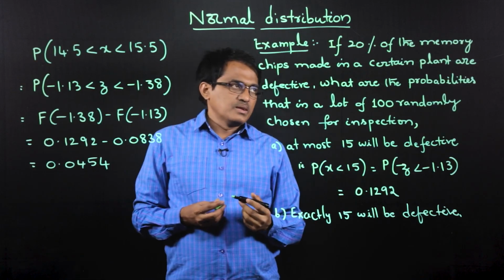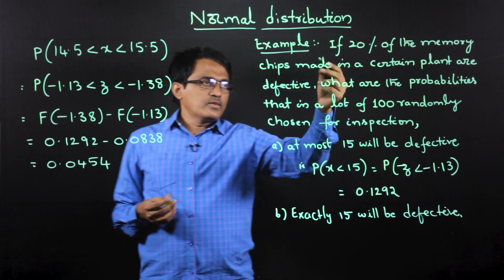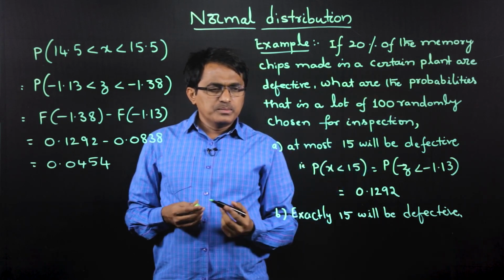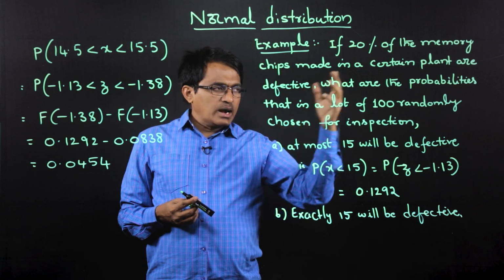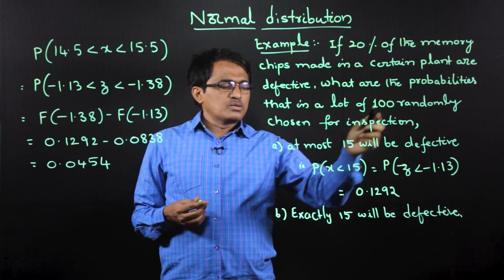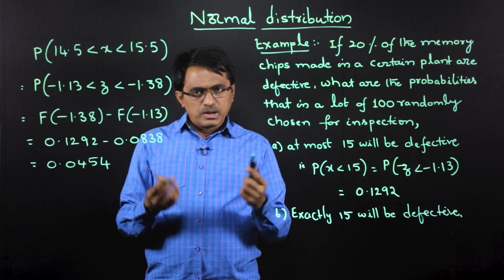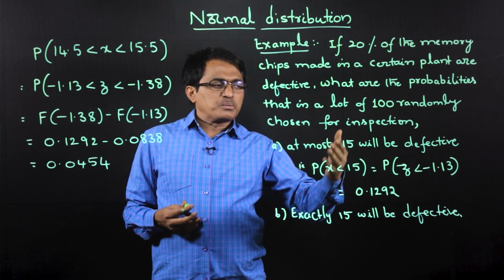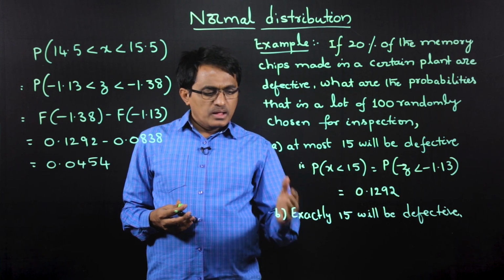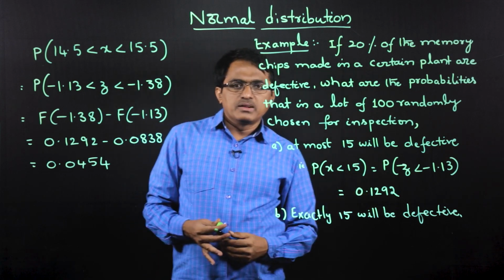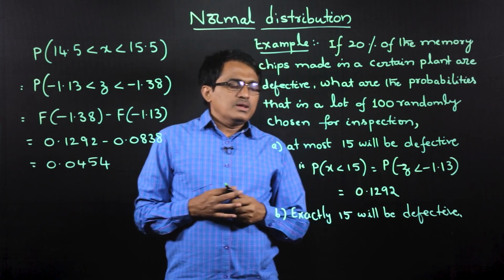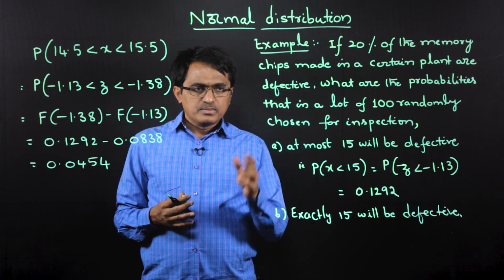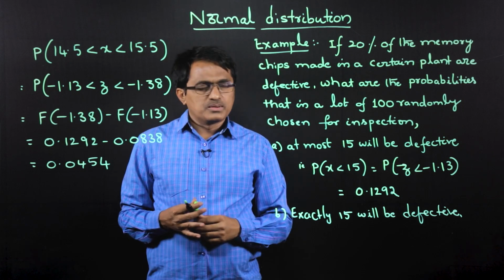Now we will take this example. Here, if 20% of the memory chips are defective, then find the probabilities that out of 100 randomly chosen chips, the first one is the probability that at most 15 will be defective, and the second one is exactly 15 will be defective. Now here, which distribution do we have to use and how to use it?